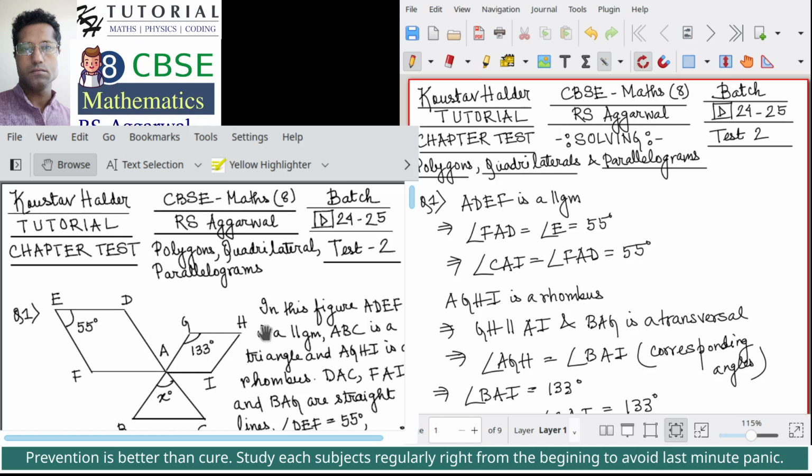And also I will start the next chapter. Let me quickly check what is the next chapter in the textbook. Okay, so it is area of a trapezium and polygon. I will start this chapter in this playlist.